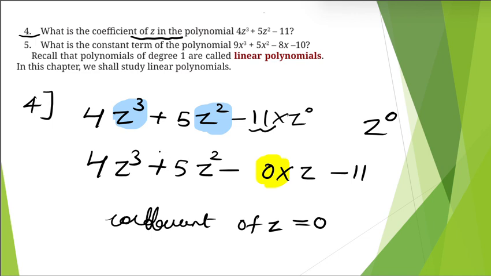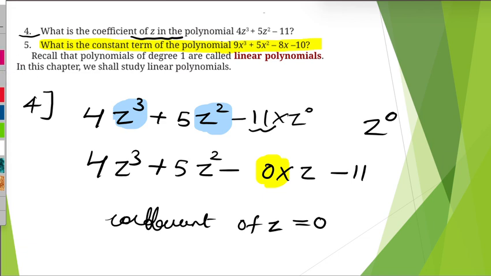Now we will move to the fifth question. The fifth question is asking: what is the constant term of the polynomial 9x cube plus 5x square minus 8x minus 10? Constant term means, yes, it will be minus 10 only. It comes along with the variable to the power 0.